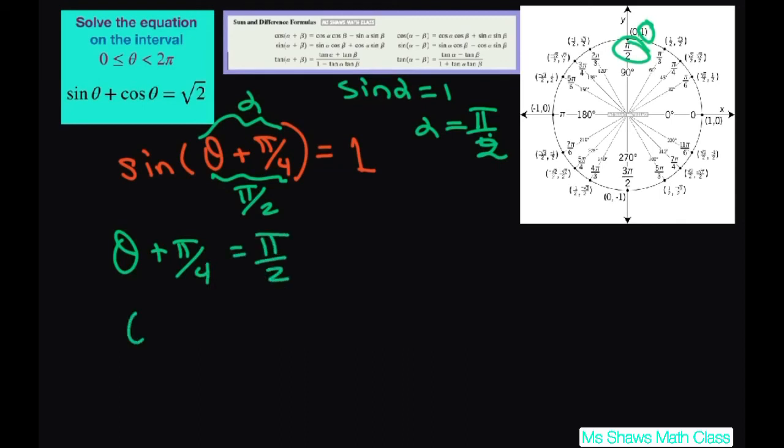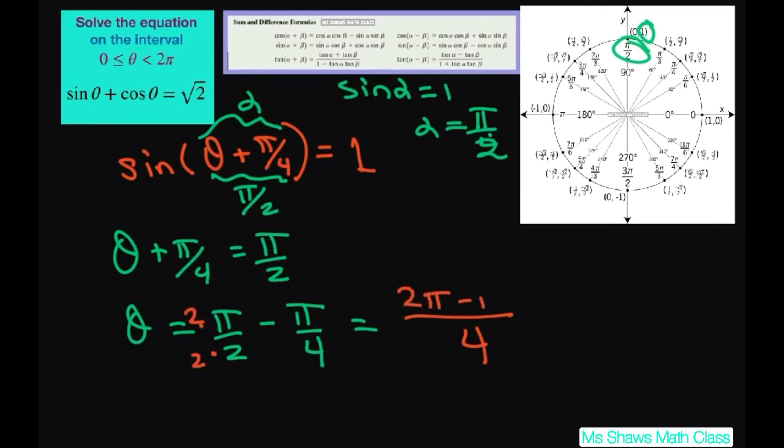All right, so theta equals pi divided by 2 minus pi divided by 4. We're going to get our common denominator, which is 4. So multiply this by 2, multiply this by 2. You're going to get 2 pi minus pi, which equals pi divided by 4. So that equals your angle.